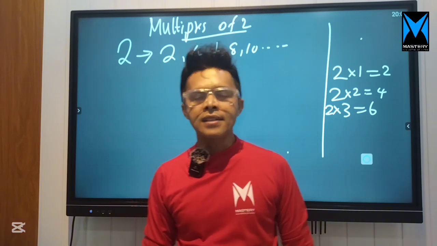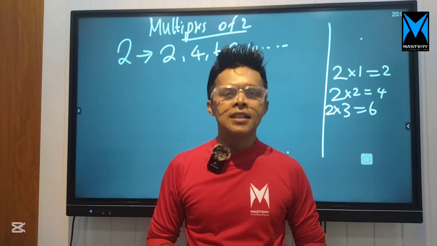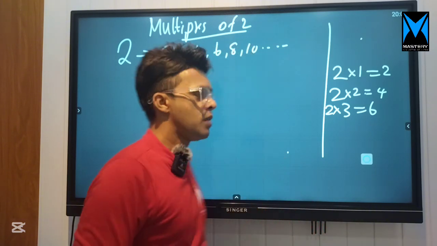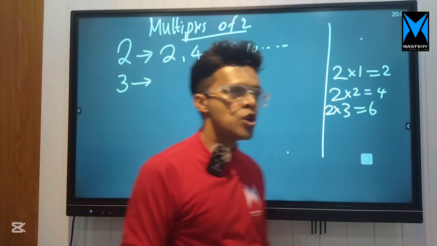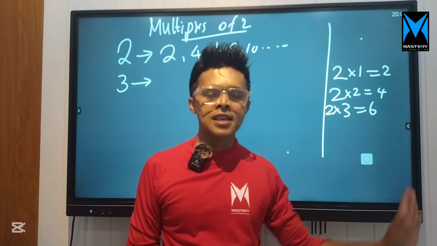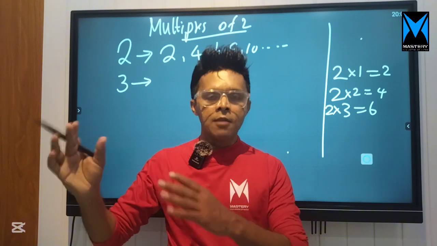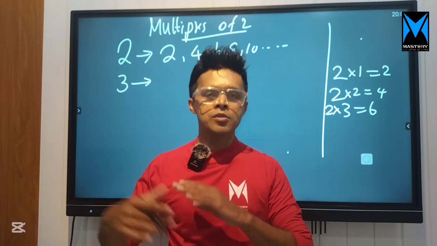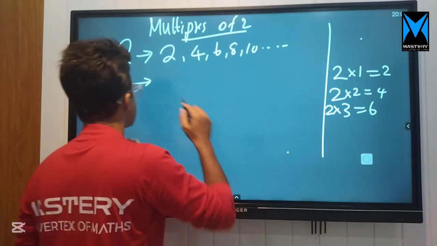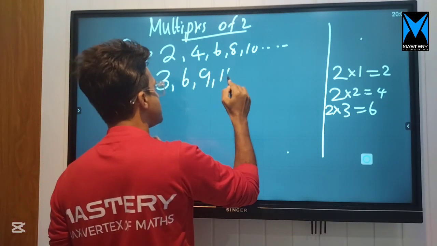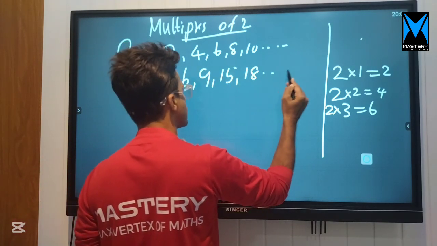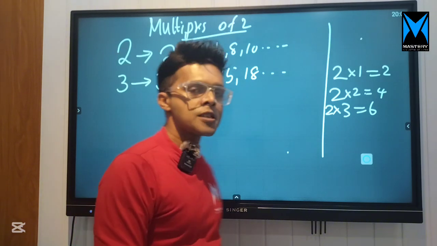Are we able to get the multiples of 3? Yes, we are able. So what are the multiples of 3? We can use the same way. 3 times 1 is 3, 3 times 2 is 6, 3 times 3 is 9, and so on. So multiples of 3: 3, 6, 9, 12, 15, 18, and so on. Next one, multiples of 4.